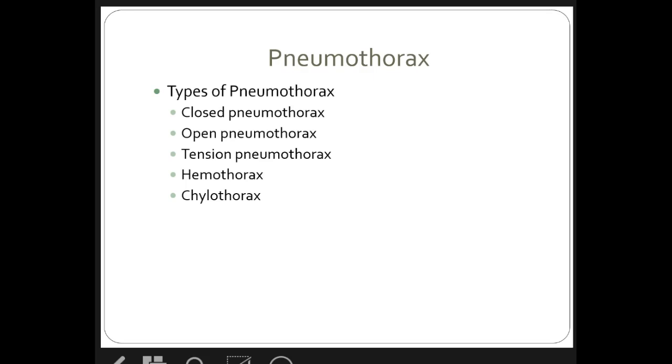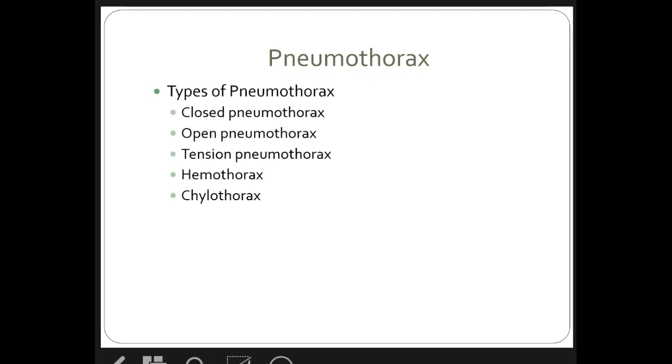A pneumothorax is air in the pleural space. As a result of this air in the pleural space, there is partial or complete collapse of the lung. A closed pneumothorax has no associated external wound. The most common is a spontaneous pneumothorax.